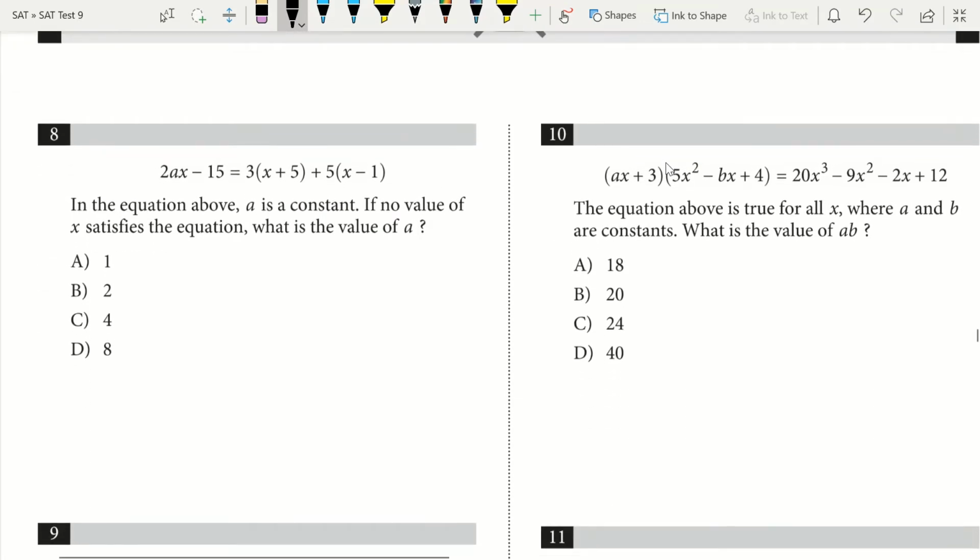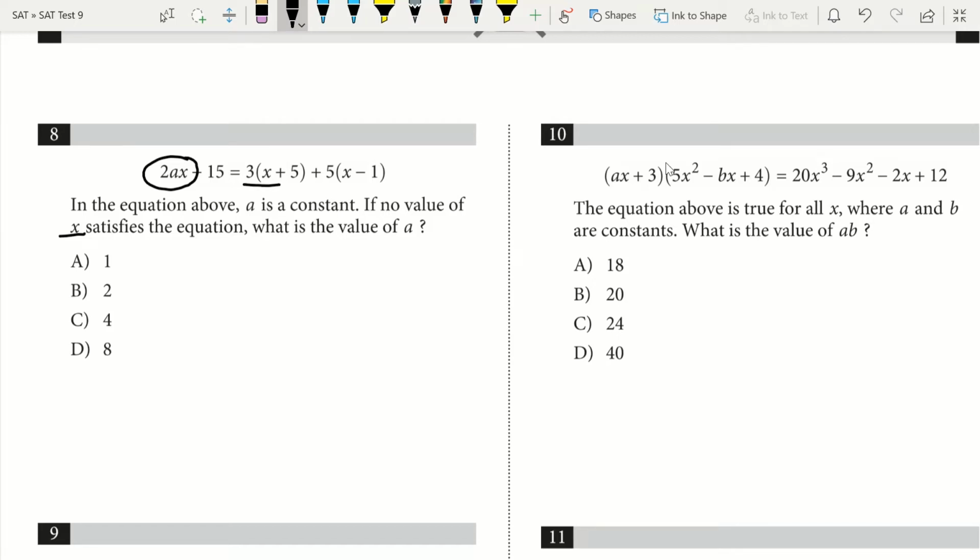Question 8. In the equation above, a is a constant. If no value of x satisfies the equation, what is the value of a? Well, if no value of x is going to satisfy this equation, then that means that my coefficients of x have to equal each other. So whatever 2 times a is has to equal whatever my coefficient of x on this side is.